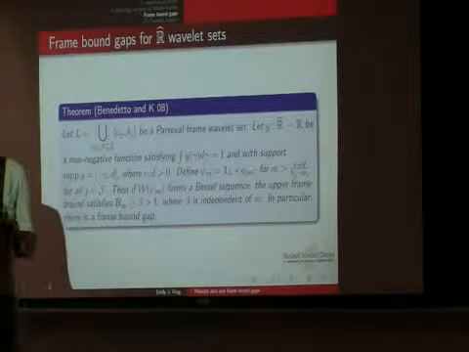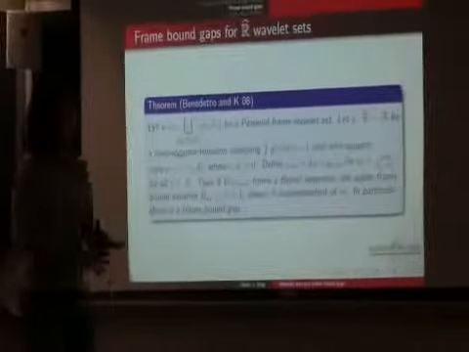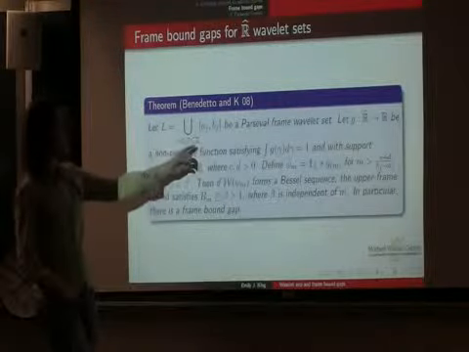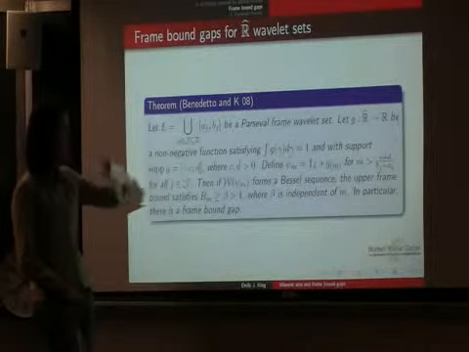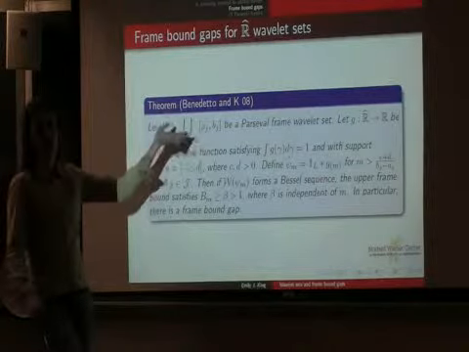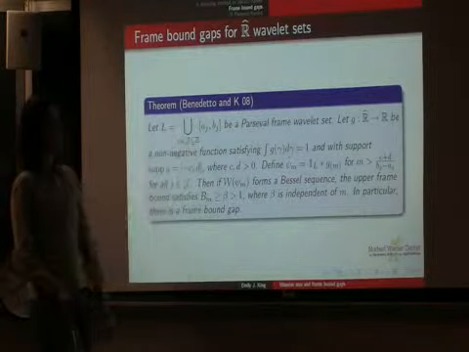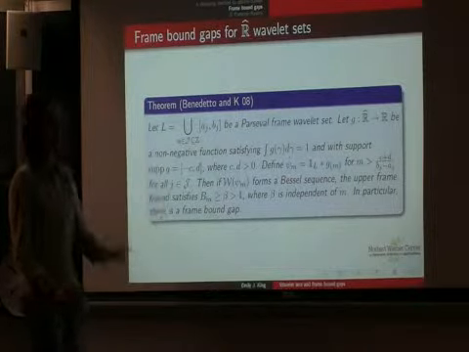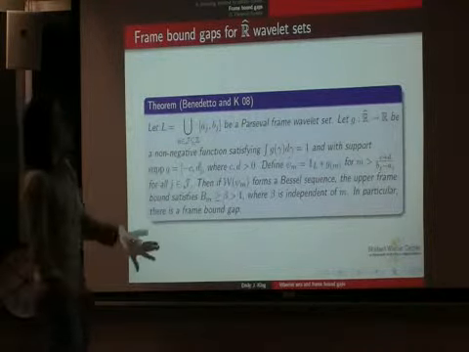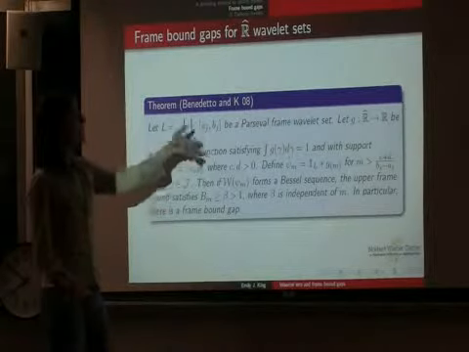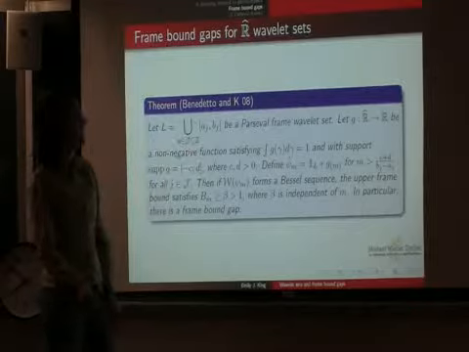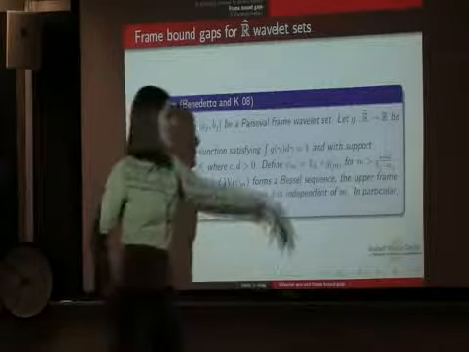Okay. So the one last frame bound result, or frame gap result, is trying to generalize this to more one-dimensional wavelet sets. So now we have just an arbitrary partial frame wavelet set, okay, relatively arbitrary. It's a countable union of intervals, and there actually do exist these weird Cantor-like sets that are wavelet sets, but we're going to ignore those. So this is basically about as general as you can get when you're not trying to make something that's ridiculous.